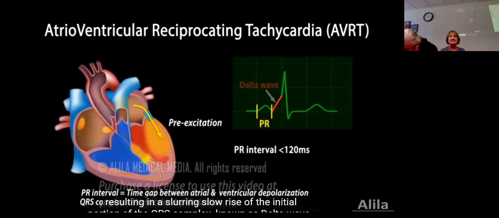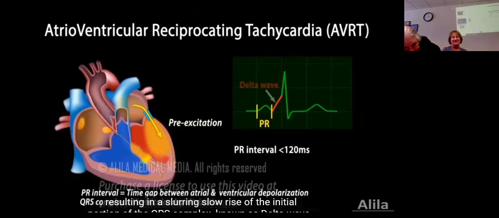AVRT can be orthodromic or antidromic depending on the direction of the loop. AVRT is more common in children. Atrial tachycardia is caused by an ectopic focus in an atrium and can arise from any of the three mechanisms: enhanced automaticity, reentry, or triggered.